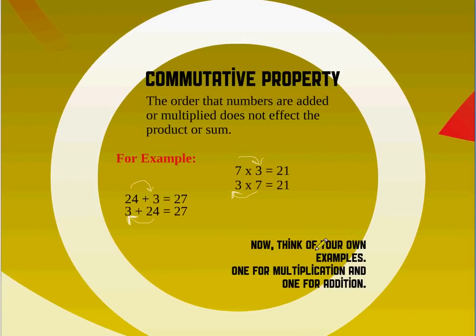So get that definition down. The commutative property means that the order that numbers are added or multiplied does not affect the product or sum. And you can see here with arrows that I've switched these around, and they still have the same answer. For addition, it's the same sum of 27. And for the multiplication example, 3 times 7, it's the same product of 21. Okay? Easy peasy, no problem. So now you need to think of your own examples. This is a good time to pause the video and to write down your own examples so that you don't have to go back and try and figure out what's going on later. So just pause me, and I'll be here when you get back.